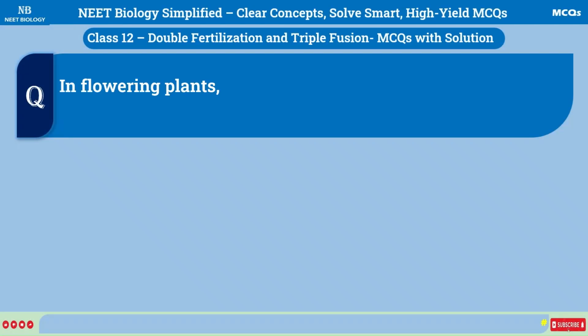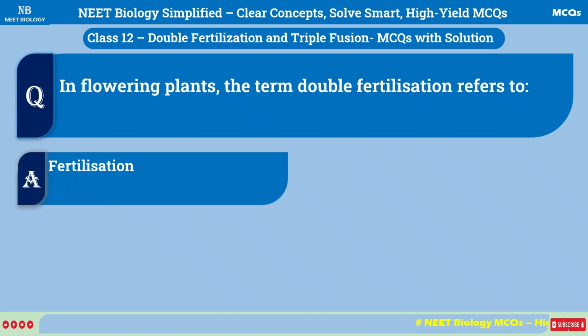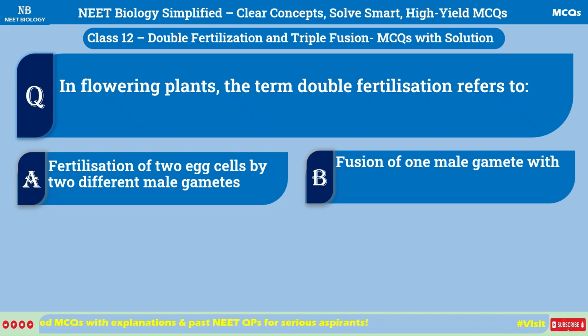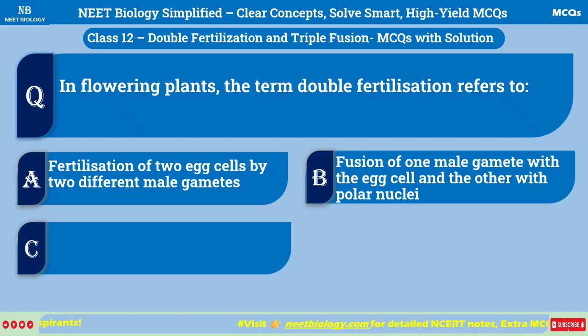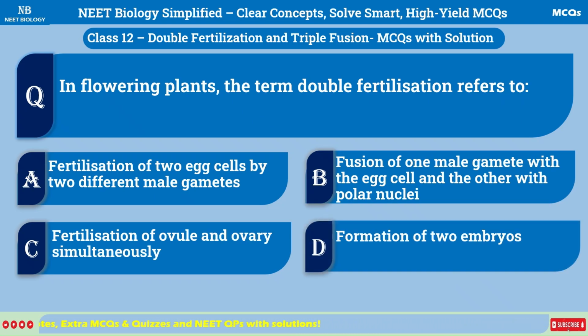In flowering plants, the term double fertilization refers to: A. Fertilization of two egg cells by two different male gametes. B. Fusion of one male gamete with the egg cell and the other with polar nuclei. C. Fertilization of ovule and ovary simultaneously. D. Formation of two embryos from one zygote.